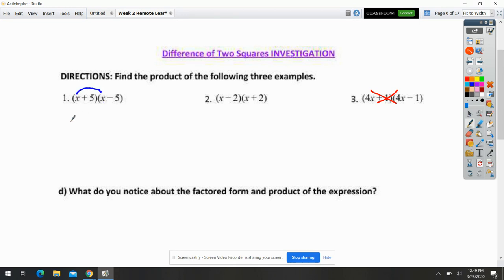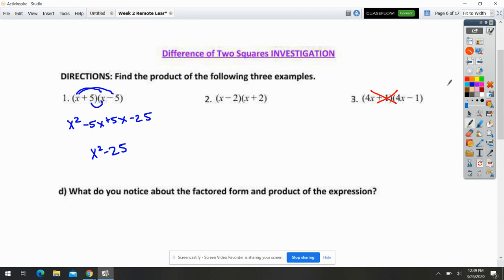So x times x is x squared. X times negative 5 is negative 5x. 5 times x is plus 5x. And 5 times negative 5 is negative 25. So here, if you can see, the negative 5x and plus 5x become 0. So we're just left with x squared minus 25.